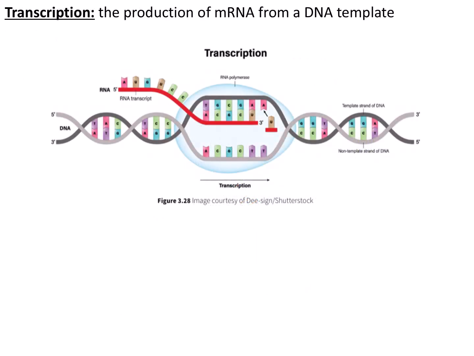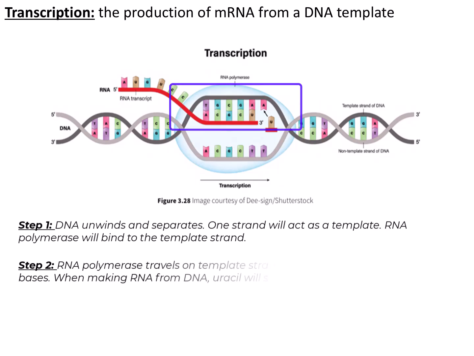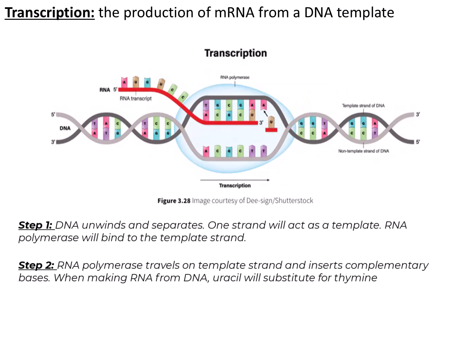Let's look at this process of transcription. In transcription, the product is mRNA. The mRNA will be the message for the protein. In the first step, the DNA will unwind and separate. One strand will serve as the template strand. An enzyme called RNA polymerase binds the template strand and moves along it. As it does, it will add complementary base pairs. Now, because we're making RNA, uracil will be substituted for thymine.